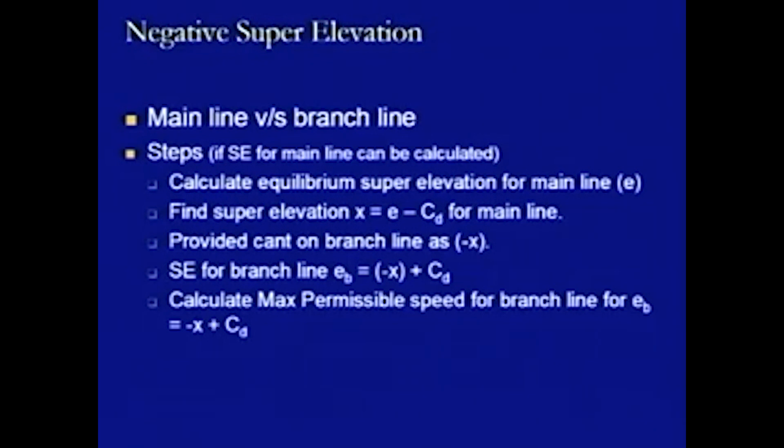Now, we take up another case where we can compute the super elevation for the main line, because the speed on the main line is given to us. Then we find out super elevation as E minus CD for the main line. Then this super elevation is to be transferred to the branch line, and here again it will change the sign. So, it will be taken as minus x, and this minus x will be added to the Kant deficiency which is permissible for the branch line, and this will give us the value of EB, and for this value of EB, we will find out the permissible speed for the branch line. So, more or less the procedures remain the same for both the cases as we have seen.